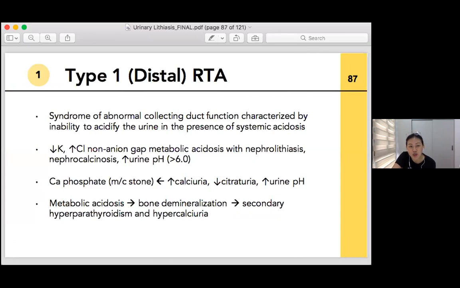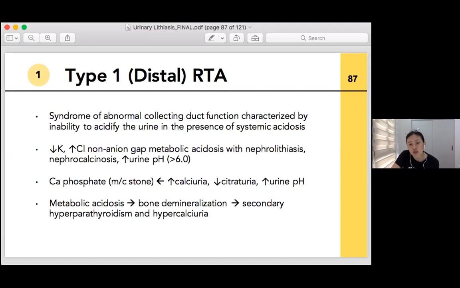So type 1 distal renal tubular acidosis comprises a syndrome where there is abnormal collecting duct function or inability to acidify the urine in the presence of systemic acidosis. The classical findings would be a hypokalemic, hyperchloremic, non-anion gap metabolic acidosis, along with nephrolithiasis, nephrocalcinosis, and increased urine pH. The most common stone composition associated with this is calcium phosphate, and this is due to the hypercalciuria, hypocitraturia, and increased pH.